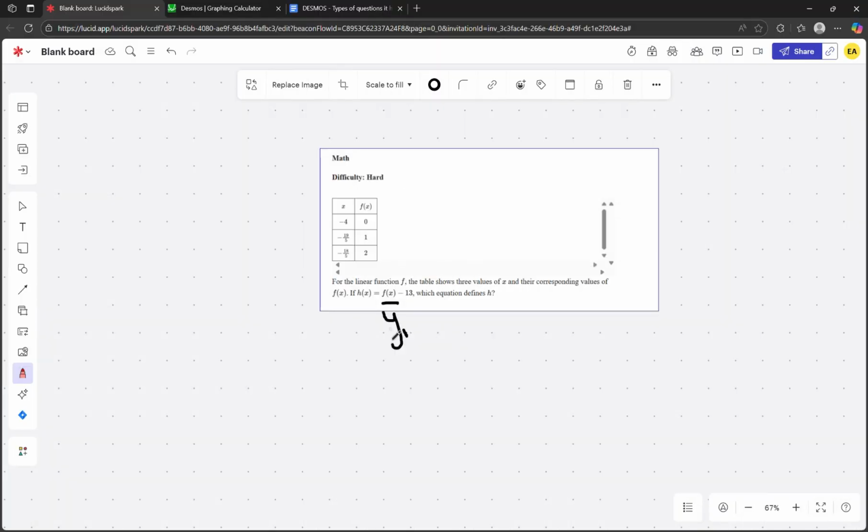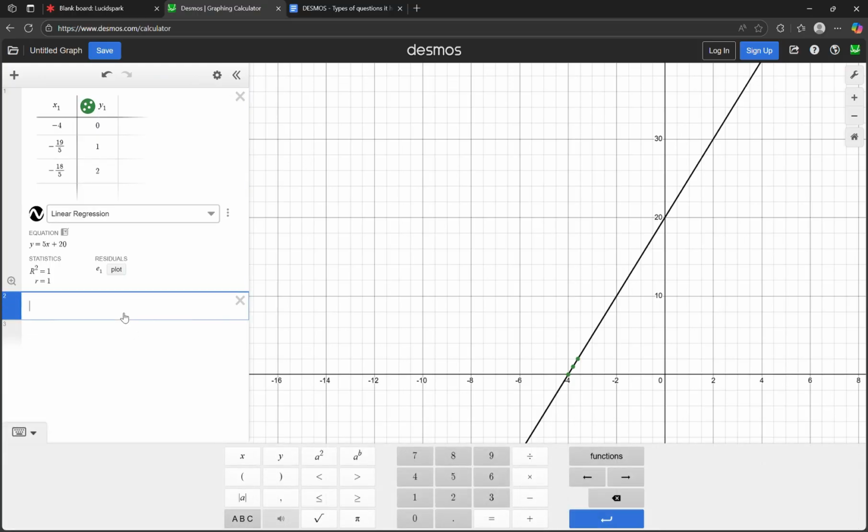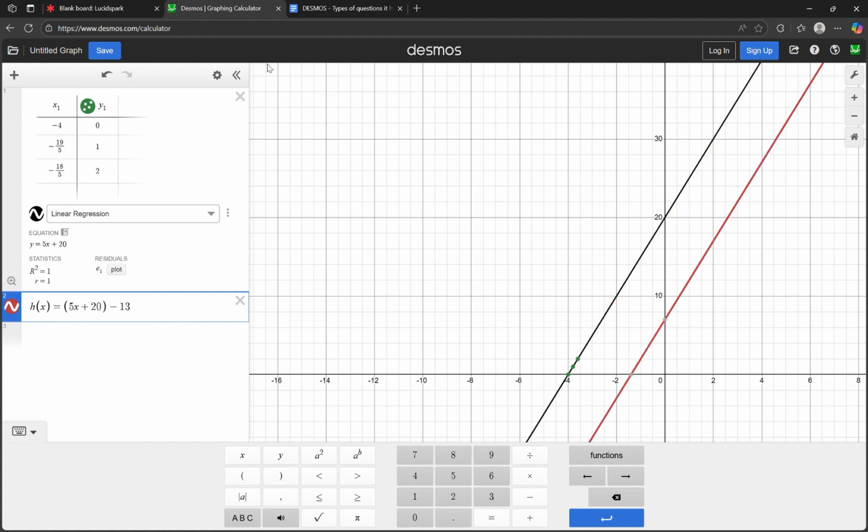So we know that h of x is equal to f of x minus 13. So we're going to plug that in. We're going to do h of x is equal to, and we know that f of x is 5x plus 20, so 5x plus 20. Oh, don't forget your parentheses. And then minus 13. And then you just want to simplify that. So that's going to be h of x is equal to 5x, and then subtract 13 from 20.